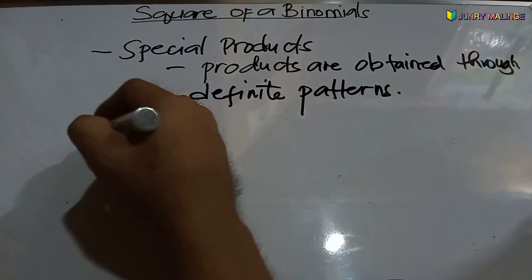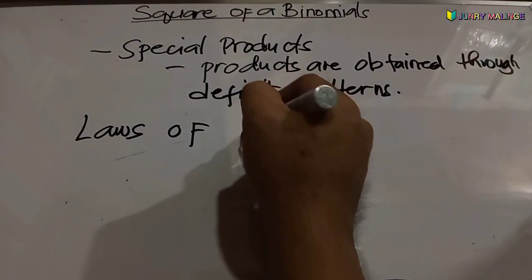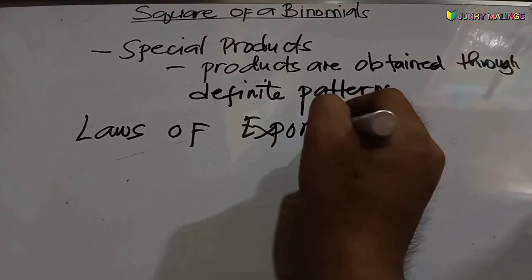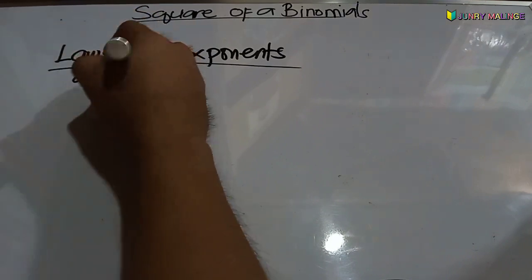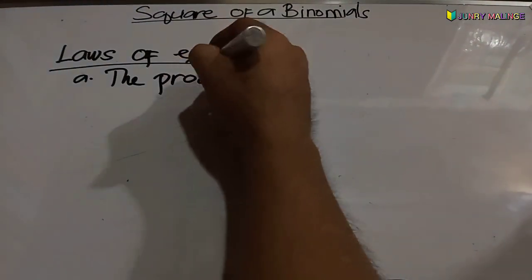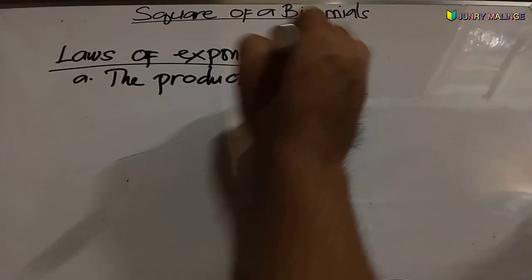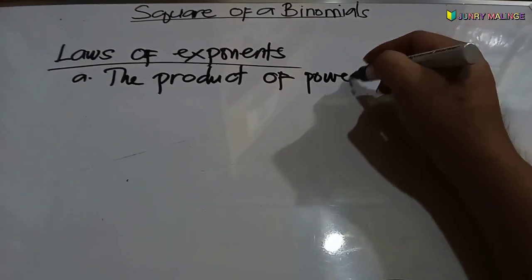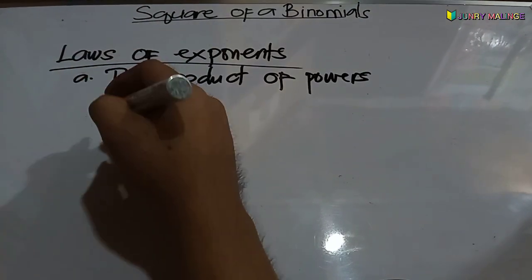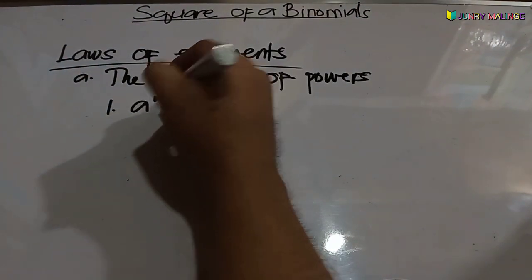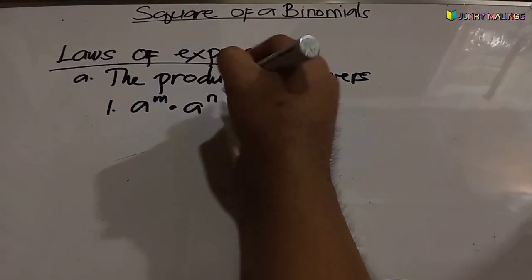So, laws of exponents. Ano-ano nga ba ang mga laws of exponents? Una, meron po tayong tinatawag na the product of powers. Paano ba naman ito i-solve? So, bigyan ko kayo ng halimbawa. Halimbawa, a raised to m times a raised to n equals.